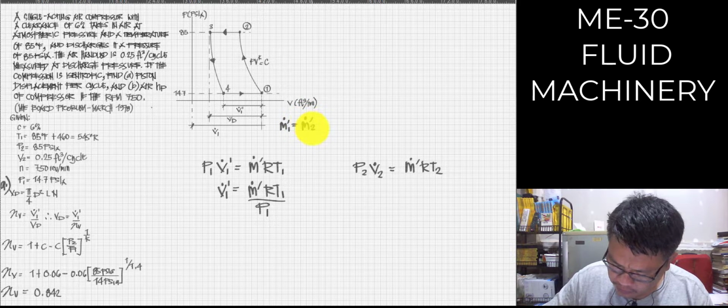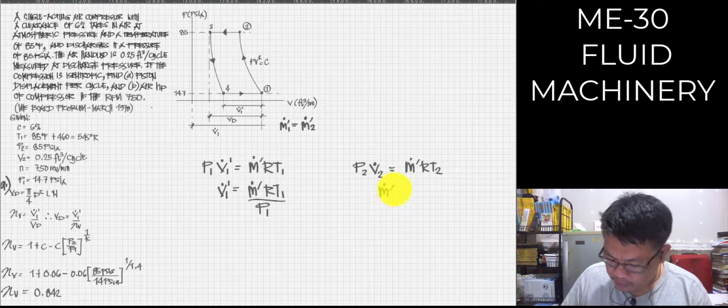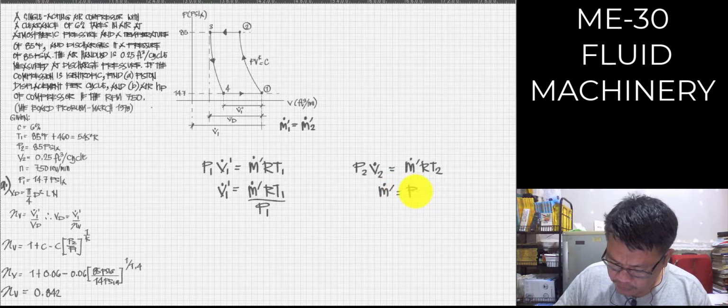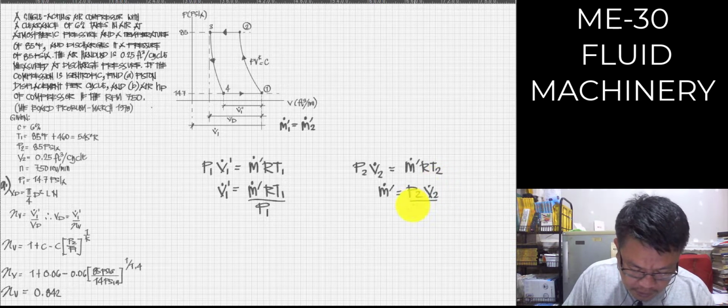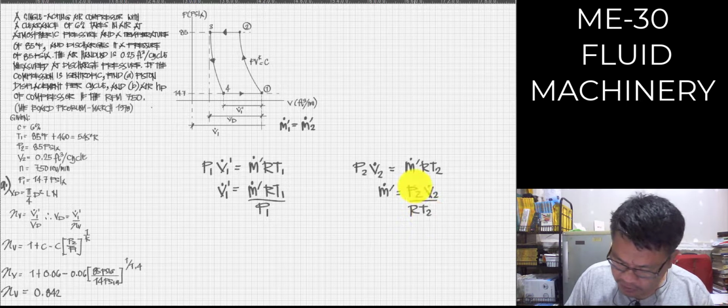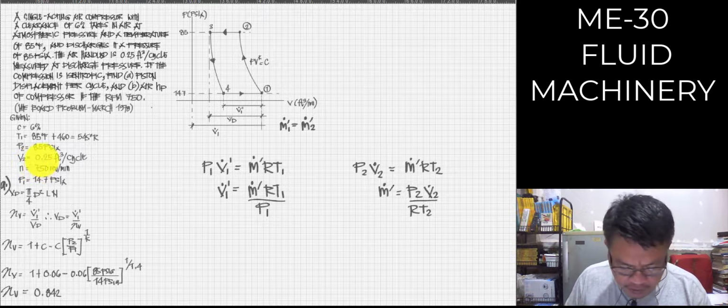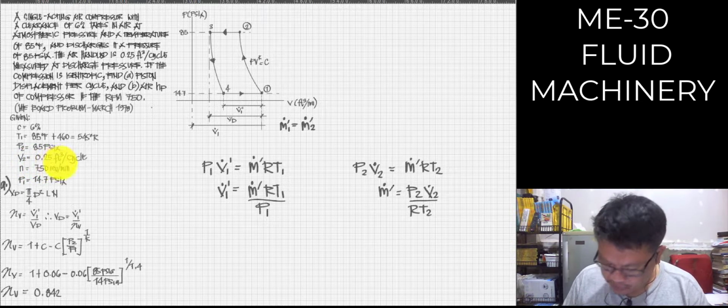Okay, so we can get the mass flow rate prime here, which is equal to your P2 V2 divided by your R T2. Since pressure 2 is given and V2 is given in the problem, that is 0.25 cubic feet per cycle.